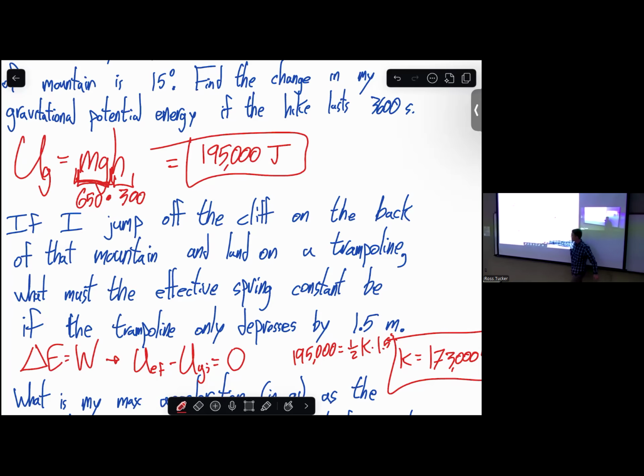Okay, so you're comfortable with this side, you're comfortable with this side. If I solve this algebraically, I add UGI to both sides. I get this energy becomes this energy. They're equal.